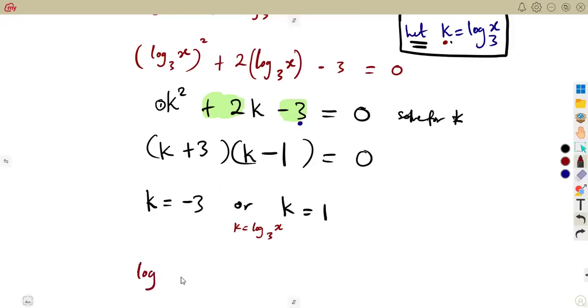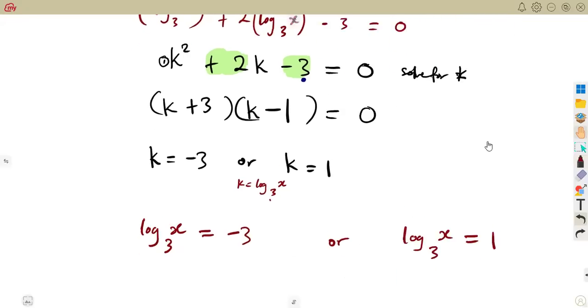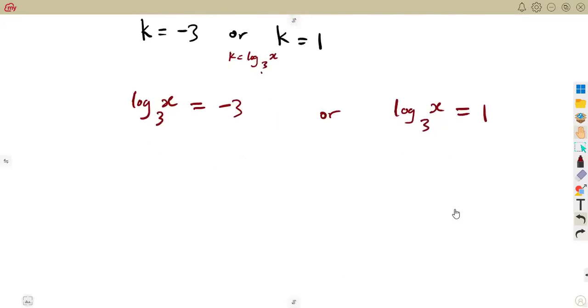The logarithm of x in base 3 is equal to, what is our k? The first k is minus 3. Or we take this part equated to the logarithm of x in base 3. So it is equal to what? It is equal to 1. So just like that, we can solve.